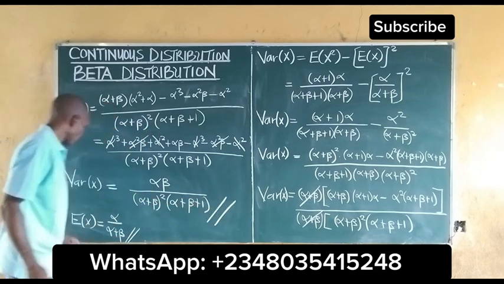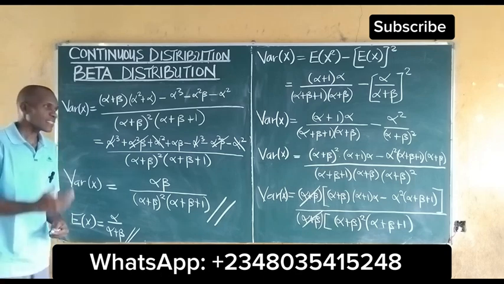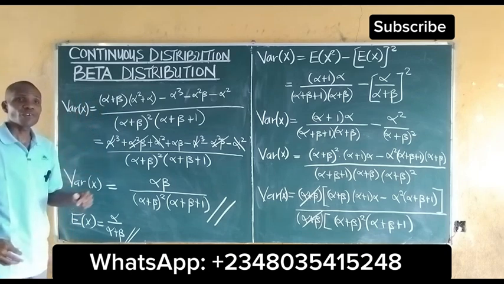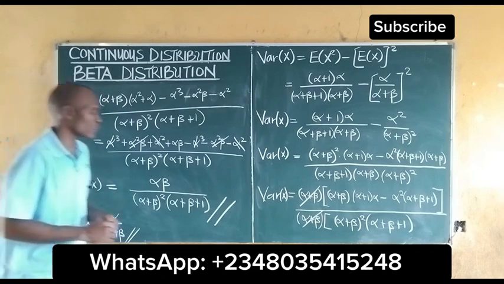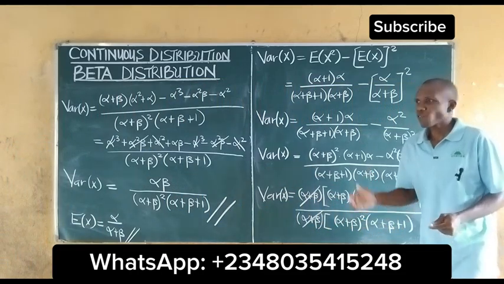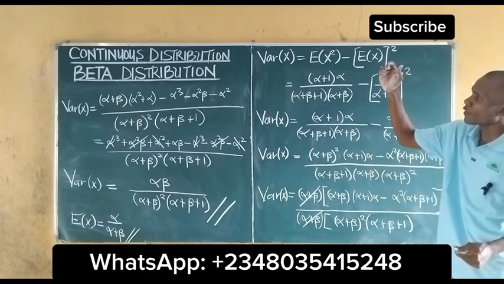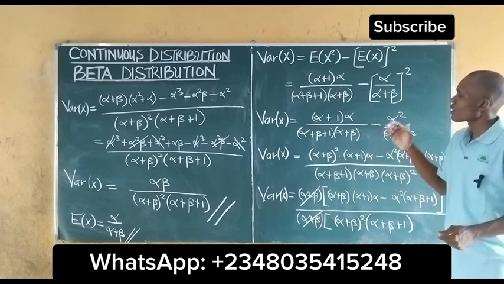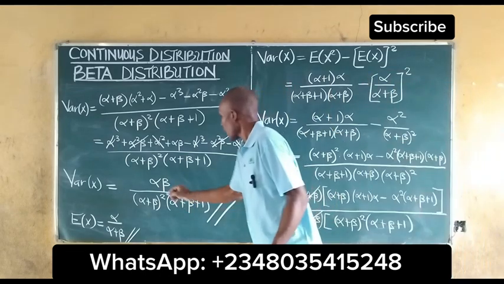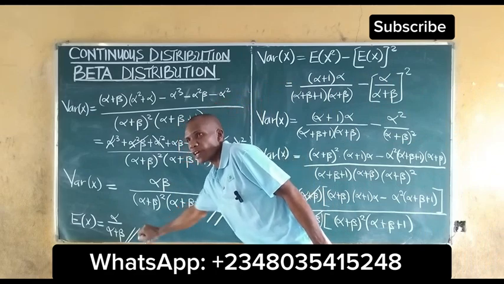This is our variance and this is our expected value of x. So this is how we can obtain the expected value and the variance for the beta distribution. If we follow through these processes, it will be very easy for us to compute the expectation of the beta distribution and the variance of the beta distribution. So we have as our final answer the variance of x to be this and the expected value of x to be this.